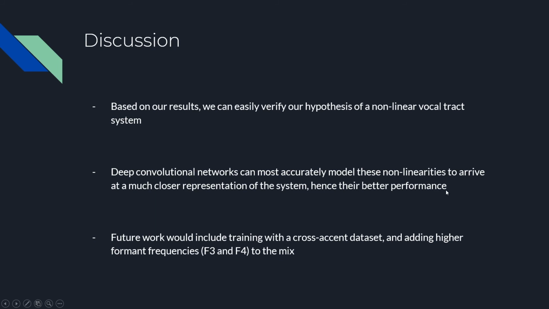Based on these results, we can easily say that our hypothesis of the nonlinearity in different humans, different vocal tracts, is likely to be the cause of the inaccuracies in prediction, and deep convolutional neural networks are a very good way of modeling these nonlinearities so that we can arrive at a much closer representation of the different vocal tract systems that different speakers might have, so that we can predict our formant frequencies much more accurately and thus model the system much better.